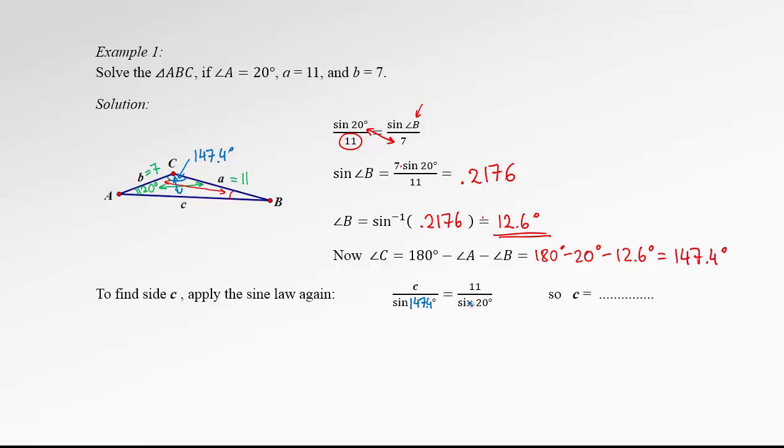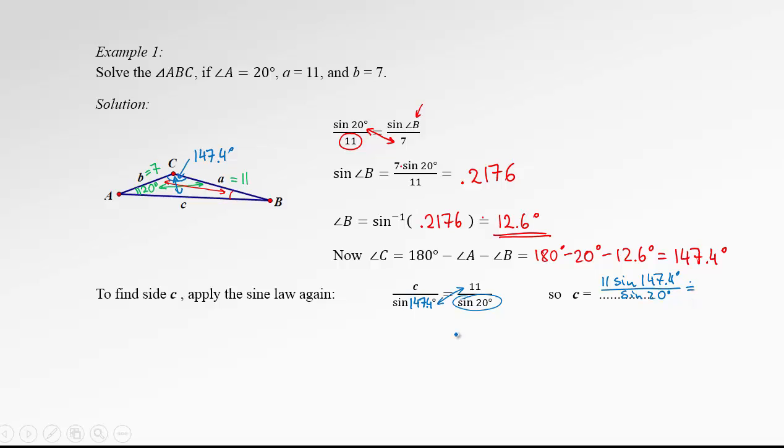We should always try to use the given data rather than the values that we already found, unless there is no other option. This will help to minimize the rounding errors. Okay, let's solve this proportion. C equals, we multiply those two values across, and we divide by the third value that wasn't used before. So our C is 11 sine of 147.4 divided by sine of 20 degrees, right?